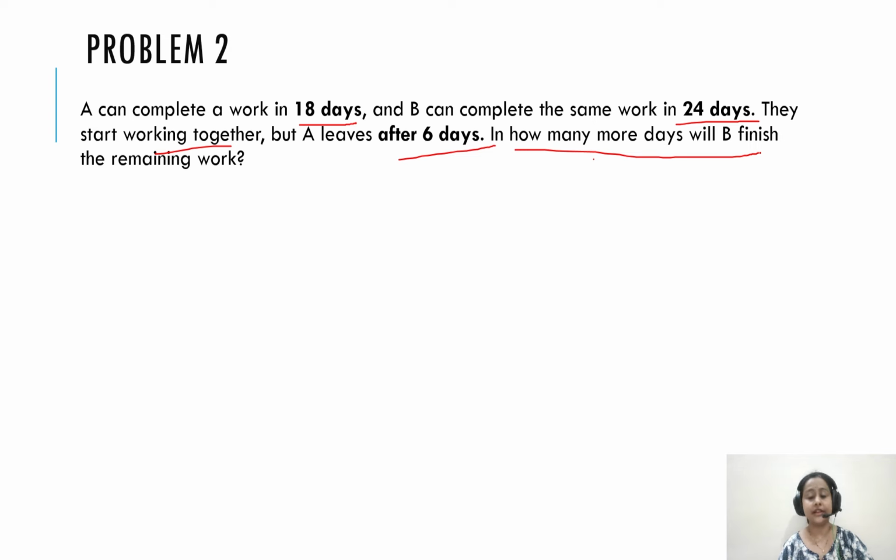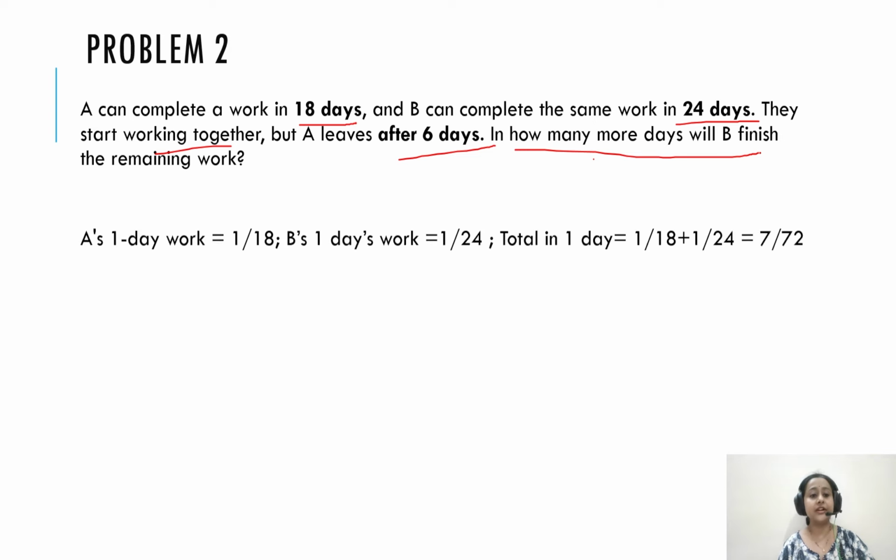Individually, and then we will take the summation. So here also, just like the previous problem, we find 1 day's work: A can complete 1 by 18 of the total work in 1 day, and similarly B can complete 1 by 24, since B alone can complete the whole work in 24 days. So in 1 day B can complete 1 by 24 of the whole work.